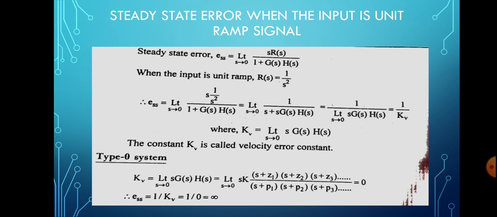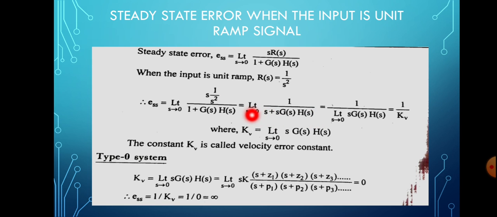So we know that the steady state error is ess equal to limit s tends to 0 of s into E of s, where E of s is equal to R of s divided by 1 plus G of s into H of s. When the input is a ramp signal, R of t will be equal to t, then R of s will be equal to 1 by s square. So we can substitute the value of R of s, and we will get the steady state error equation like this. The common terms will be cancelled out, so that we get the limit value like this.